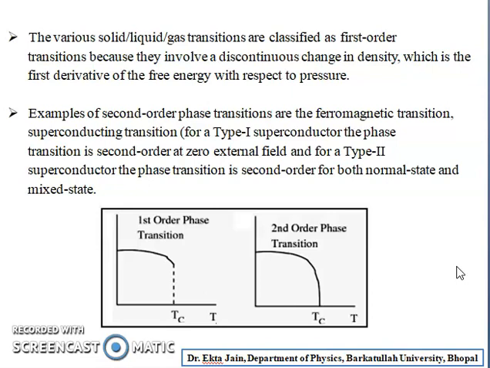Examples of second order phase transition are the ferromagnetic transition and also the superconducting transition. For a type 1 superconductor, the phase transition is second order at zero external field, and for type 2 superconductors, the phase transition is second order for both the normal state and the mixed state. Here in the figure we can see that there is discontinuity in the first order phase transition, while the first order derivatives are continuous in the second order phase transition.